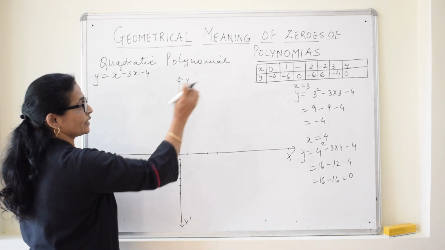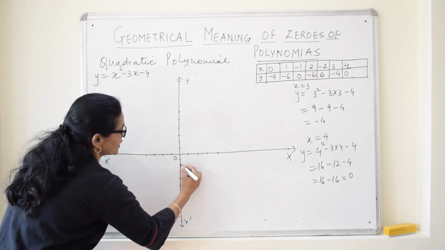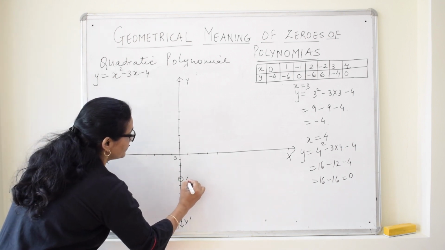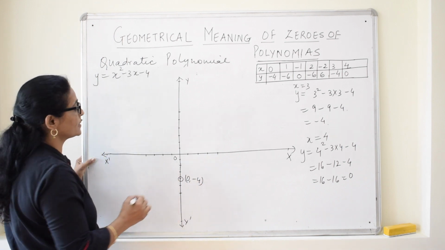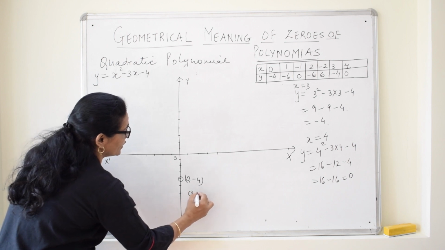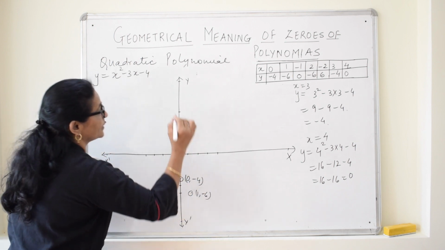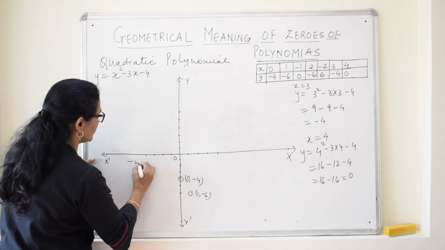Now let's take the point 0, minus 4. 0, minus 4 will fall over here. So that is point 0, minus 4. 1, minus 6. This is 1 and this is 6. So this will be 1, minus 6. Next is minus 1, 0. This is minus 1. We all know this is negative.